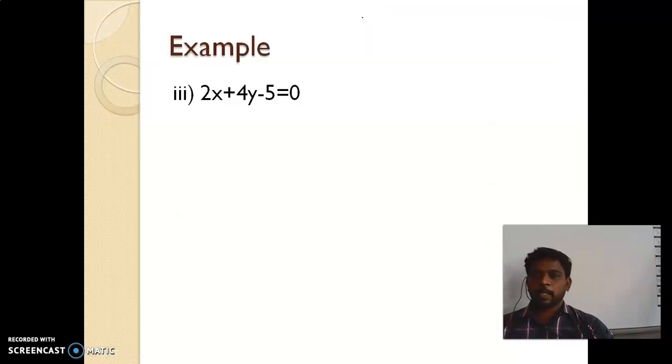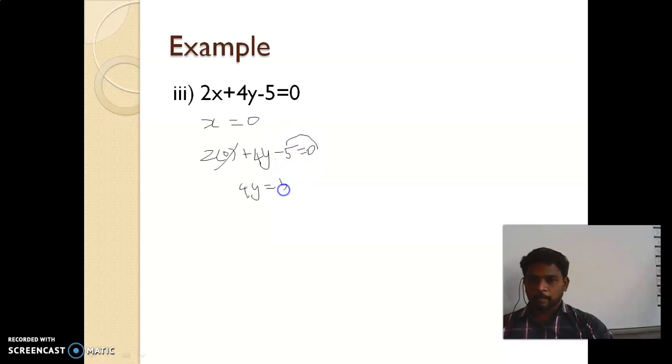So look at the next example: 2x plus 4y minus 5 equal to 0. Here also I am going to find two solutions. So I am going to put x equal to 0. So 2 into 0 plus 4y minus 5 equal to 0. 2 into 0 is nothing but 0, so 4y, and just transpose 5 to the right-hand side, so it becomes plus 5. Therefore y equal to 5 divided by 4.